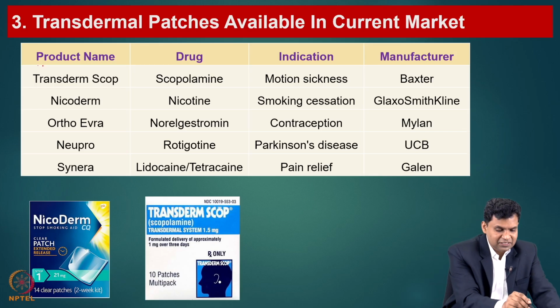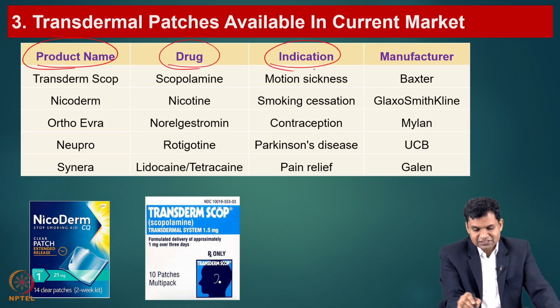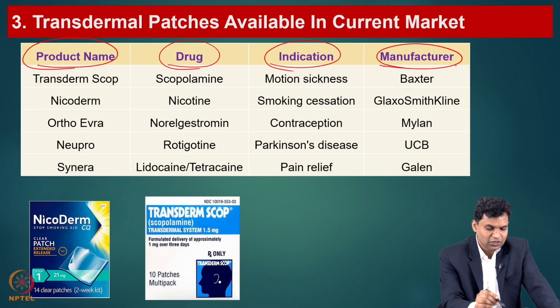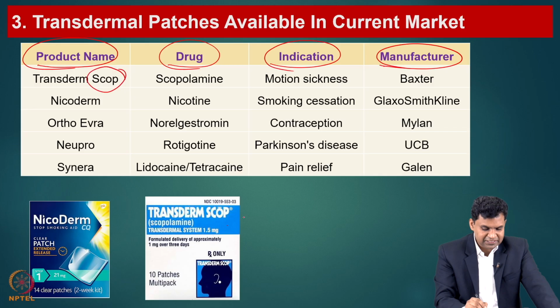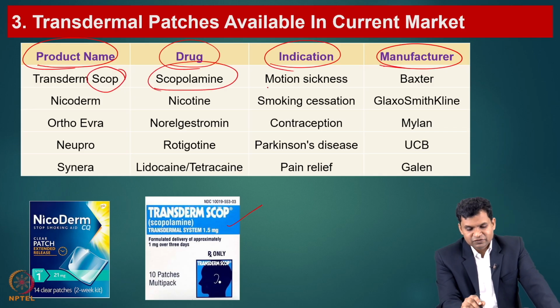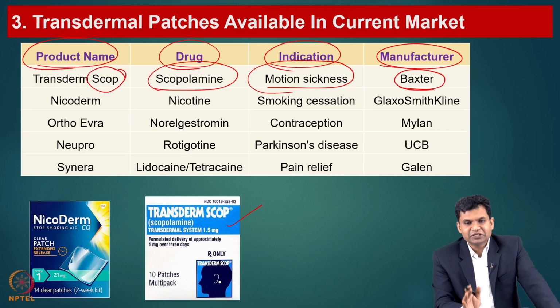Now, here you can see the brand names and the drugs and the indication for that product, and also the manufacturer of the product. Here you can see Transderm Scop. In the picture, it contains scopolamine, which you can use for motion sickness, and the company is Baxter, which prepared the Transderm Scop that is used for the treatment of motion sickness.